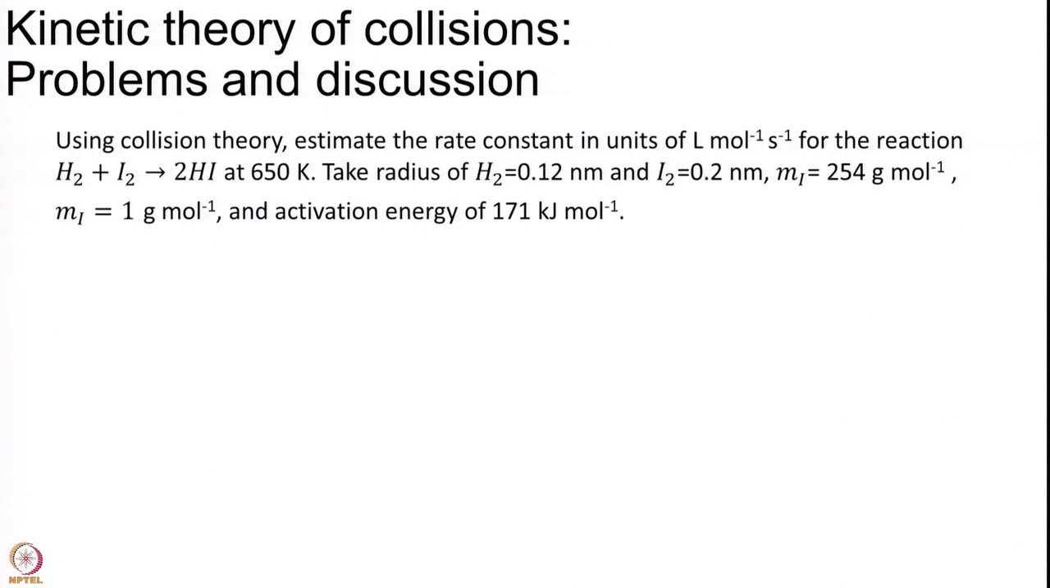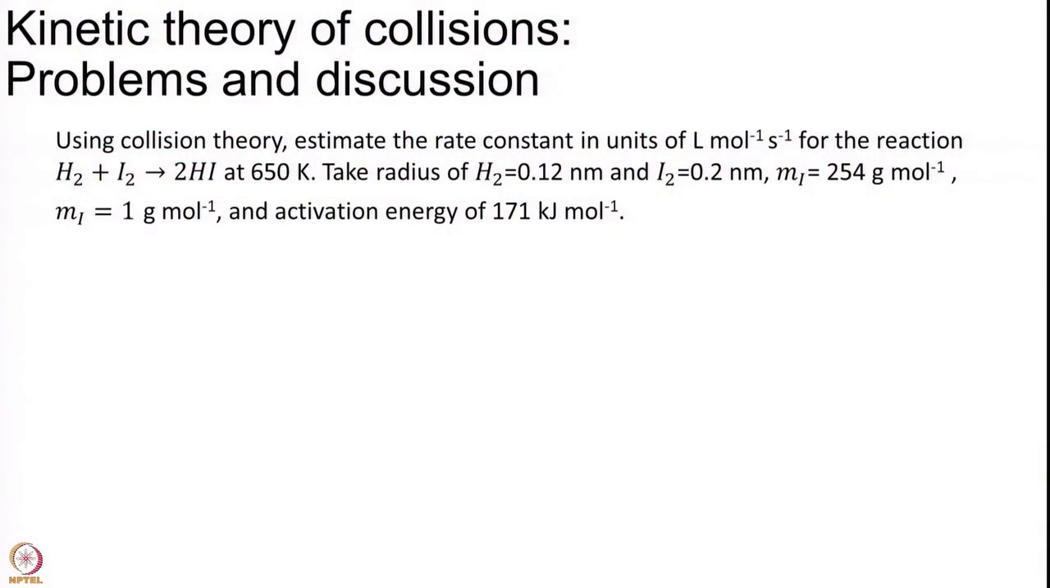Okay. So, now let us look at a real reaction. So, kinetic theory of gases was actually particularly successful for the reaction of H2 plus I2 going to 2HI and its reverse, 2HI going to H2 plus I2. So, let us try to calculate a rate constant for that. So, we have given you a few units.